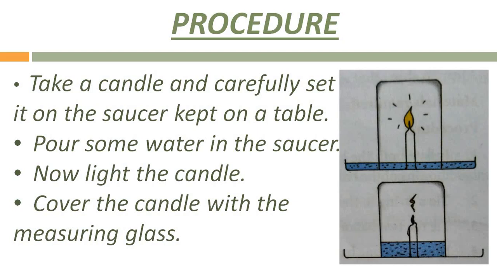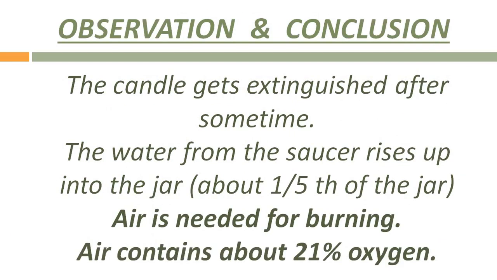You have to take a saucer and keep it on a table. Now carefully set a candle on the saucer kept on the table. Now pour some water in the saucer and light the candle as it is shown in the first picture. Now cover the candle with the measuring glass. Children, you will observe the candle gets extinguished after some time. As you cover the candle, you find that the candle stops burning after some time.